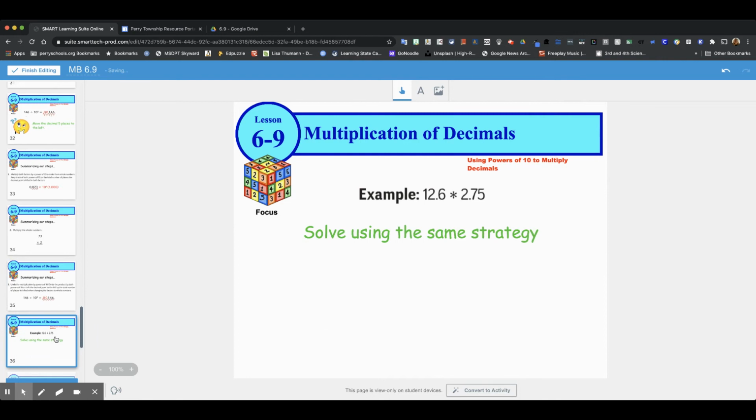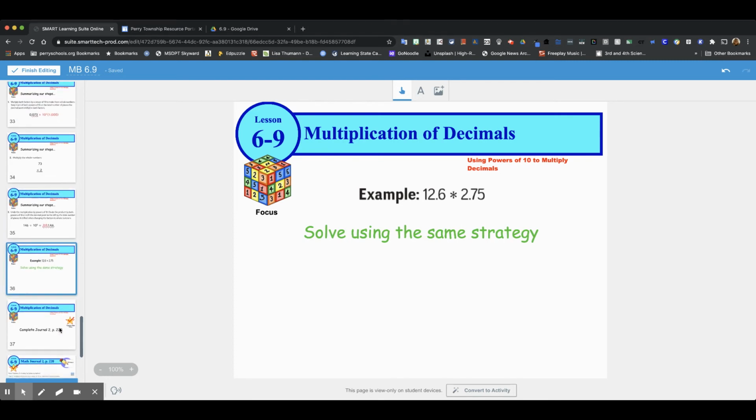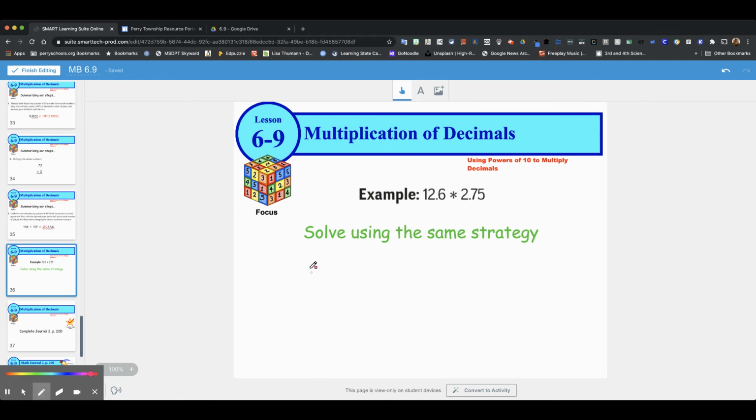So let's do this example here using the exact same strategy. 12.6 times 2.75. Yes, we could do an estimate, but let's practice not doing it. Let's take 126 times 275. Hopefully you're checking my work as I do it.